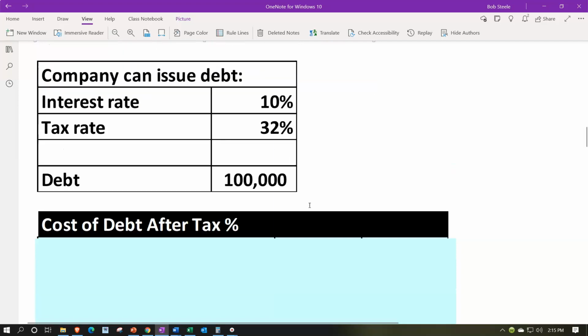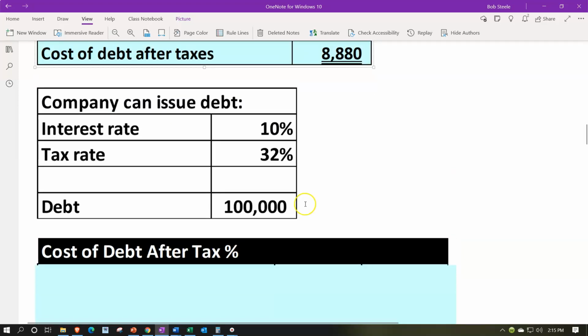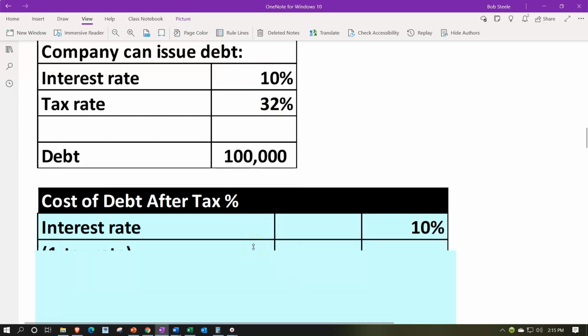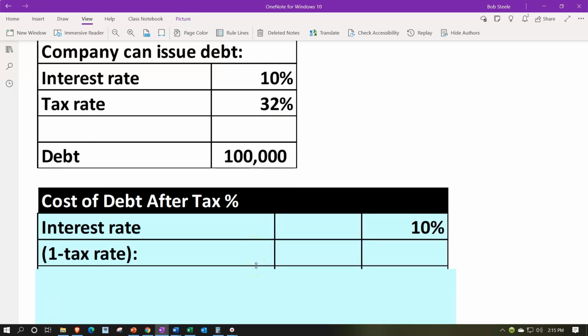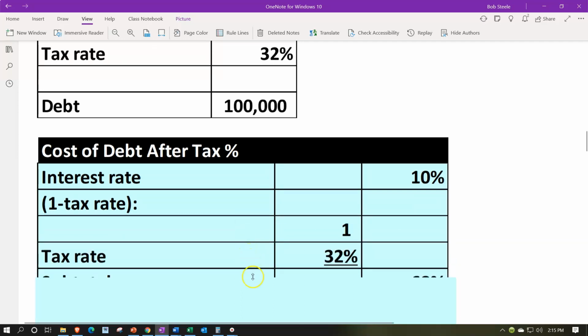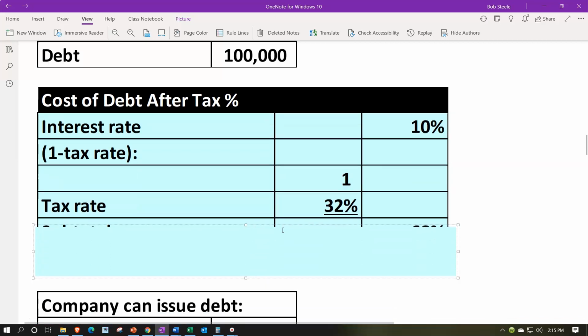So then let's do it again. Let's say the interest rate is 10%, the tax rate is 32%, the debt is the 100,000. First, we're going to calculate it just with the rates. This is the formula that you want to memorize. It's going to be the interest rate, 10%, times 1 minus the tax rate, or 100% minus whatever the percent of the tax is. So you could say 1 minus 0.32, or 100% minus the 32% is going to give us the 68%.